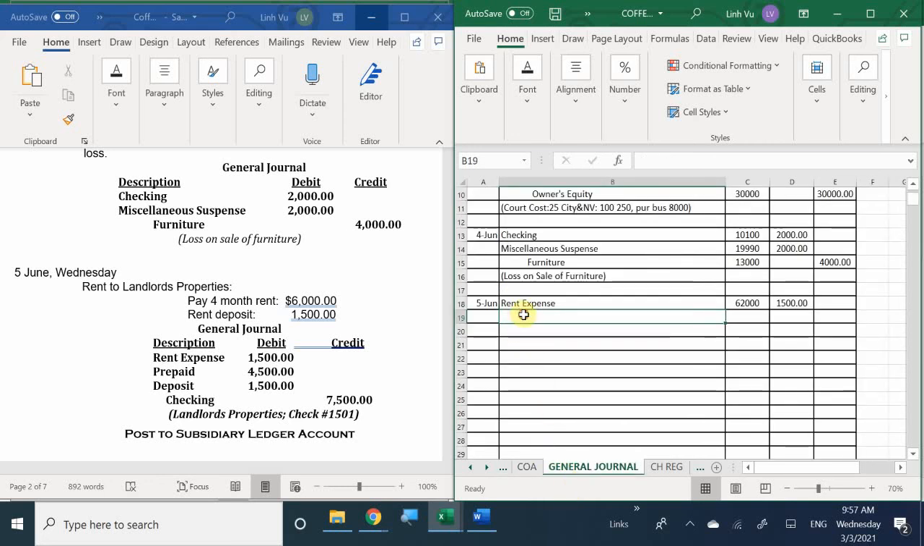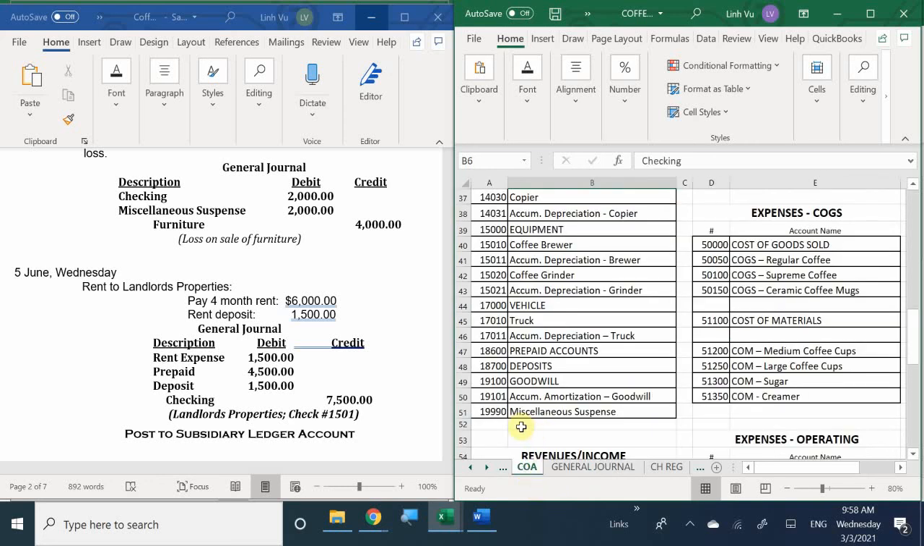Okay, so here you go. I'm going to type in prepaid accounts for 18600, and it's for the amount of 4500. Right? Last but not least, I have a rent deposit. Okay? If I have a rent deposit, what account number is that? Is it 18700? 18700. Good. It's right underneath prepaid accounts.